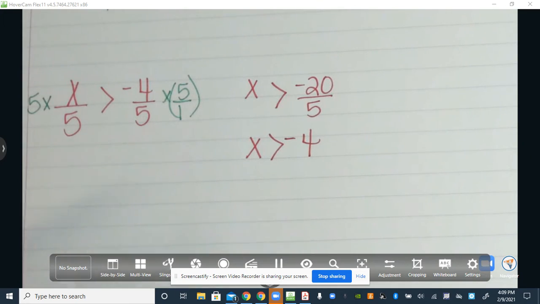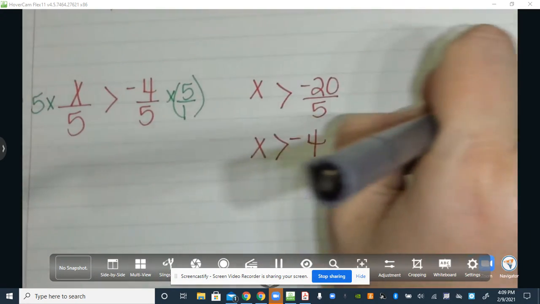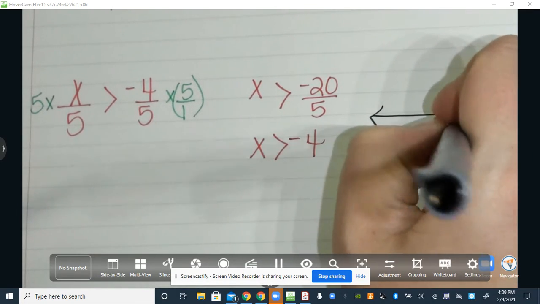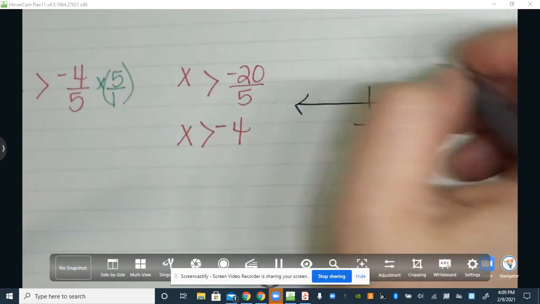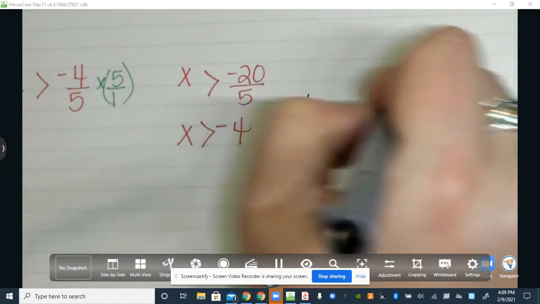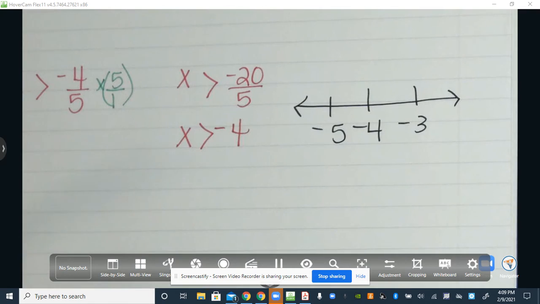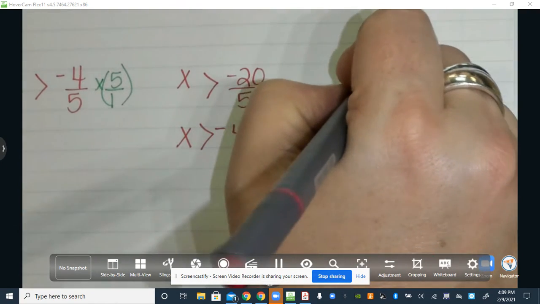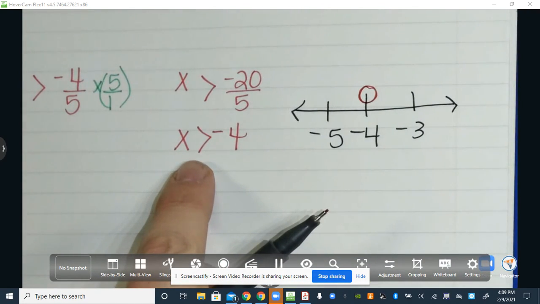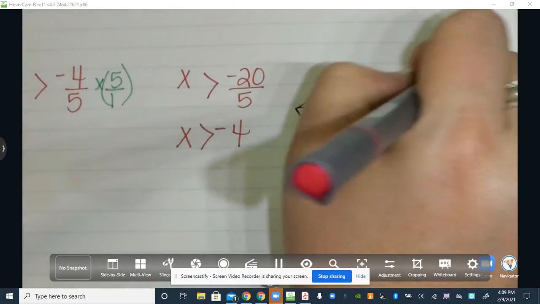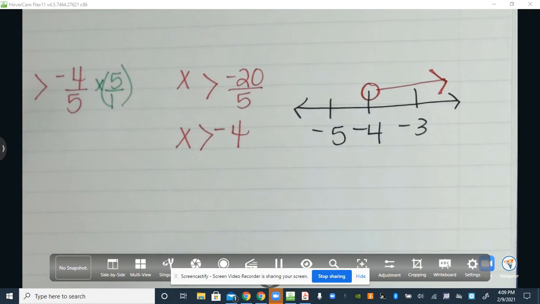So when I graph this, I'm going to have my number line right here. Negative 4 I'm going to put on there. And I always go one above and one below. So negative 3, negative 5. Now find negative 4. I'm going to put a circle on it. I'm not shading it in because there's no line. And I'm looking for all numbers greater than negative 4. So greater, I'm moving to the right.